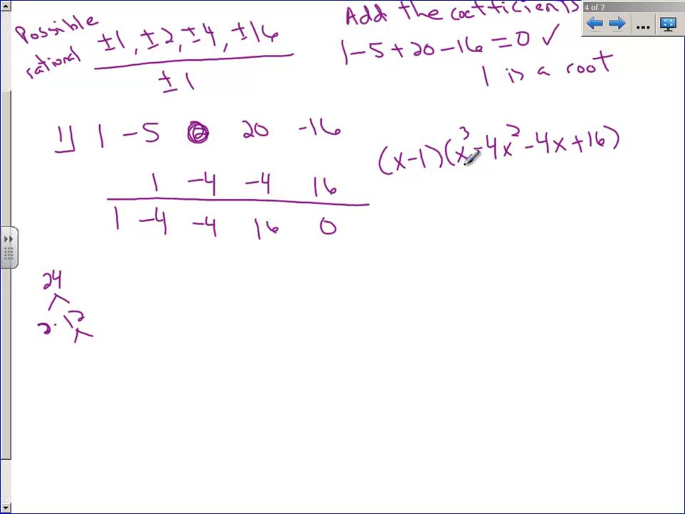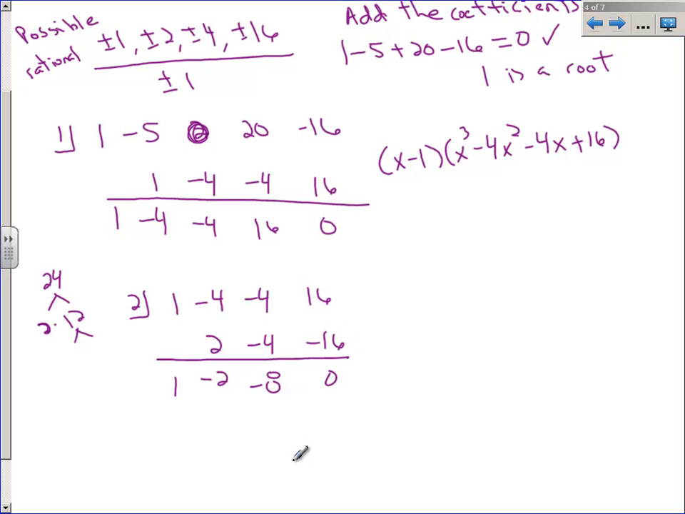So I'm going to try and factor this x cubed now. Still only using these possible zeros. So let's just try one. Let's try 2. So 1x cubed, negative 4x squared, negative 4x and 16. Drop the 1 down. 2 times 1 is 2, negative 2, negative 4, negative 8, negative 16. Boom. We found another one.